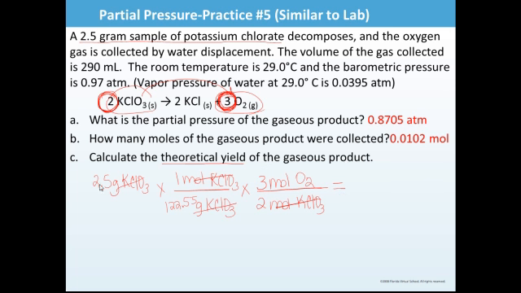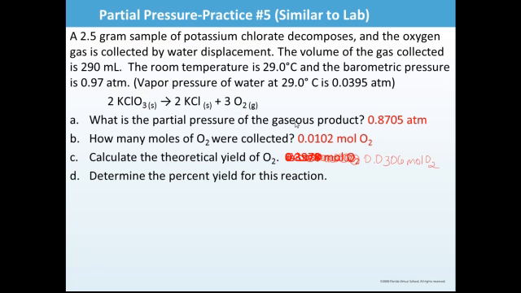So we're going to put an equal sign, and now multiply everything on the top, divide by everything on the bottom. So 2.5 times 1 times 3 divided by 122.55 divided by 2, and you should get an answer of approximately 0.0306. So that is how much we should have been able to make. Theoretically speaking, that's how much we should have been able to make.